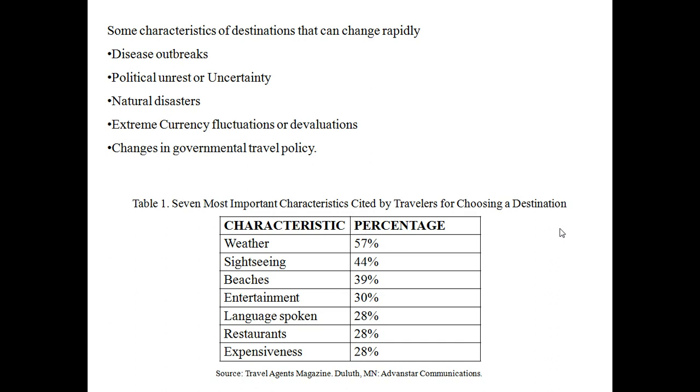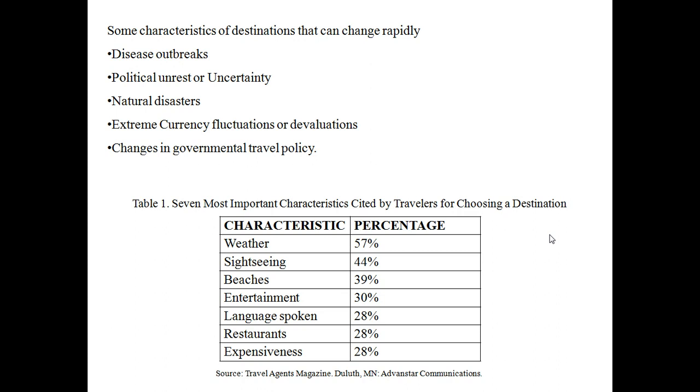Now, Indonesia is a very popular tourist destination. It has lost almost all its tourist income because of the volcanic eruption which recently occurred. The next one is extreme currency fluctuations or devaluation. Yes, this is a very important reason. Now, most of the people travel to Vietnam. Why? Because Vietnam has a very low exchange value, currency value. Whereas when you go into US and other countries, the currency value of India and US is more.